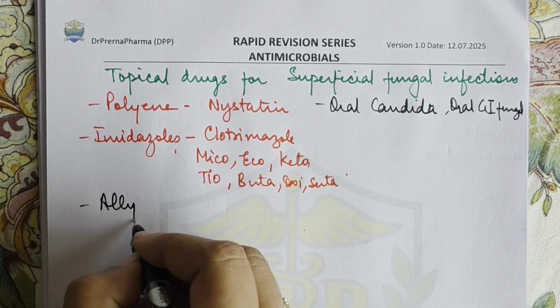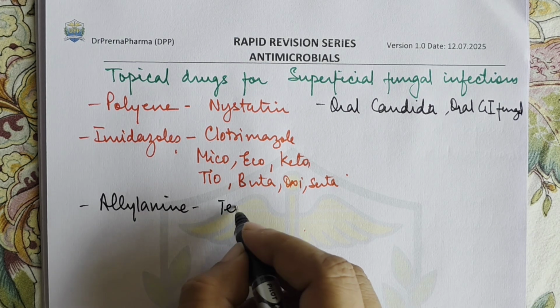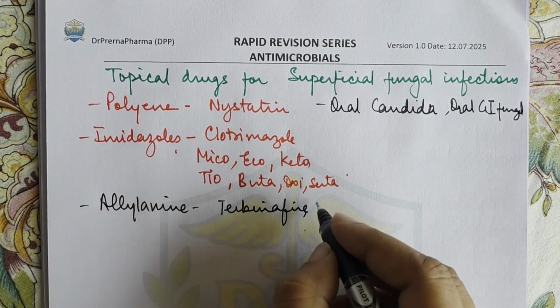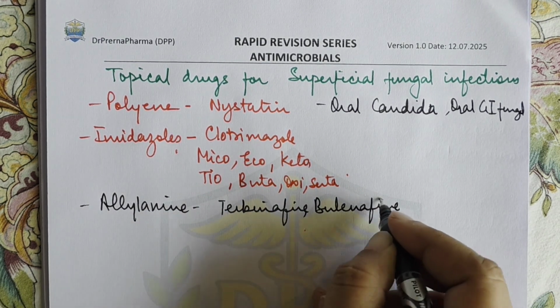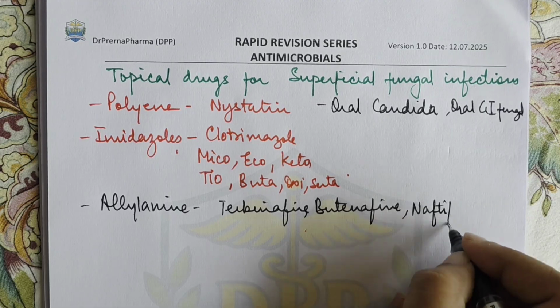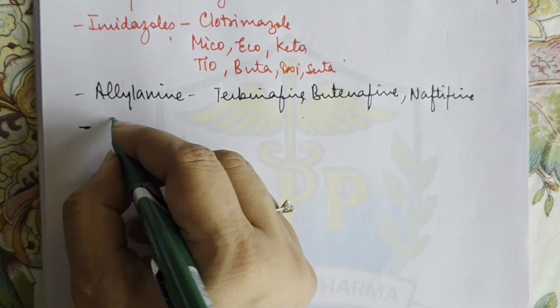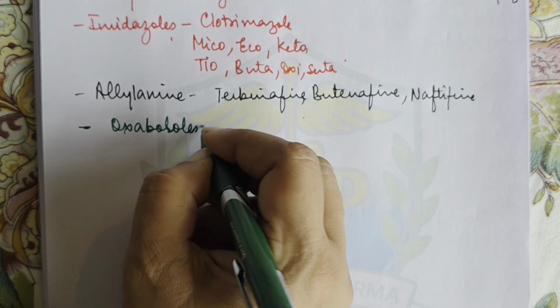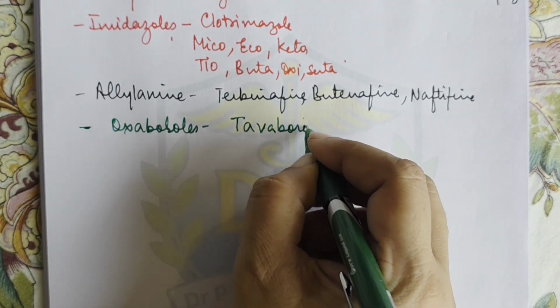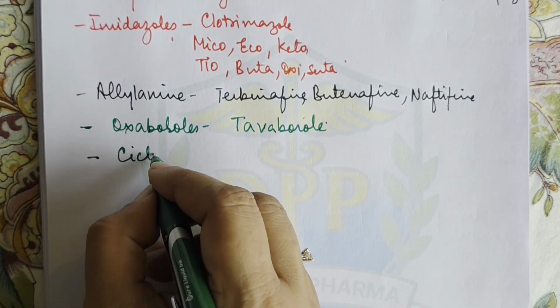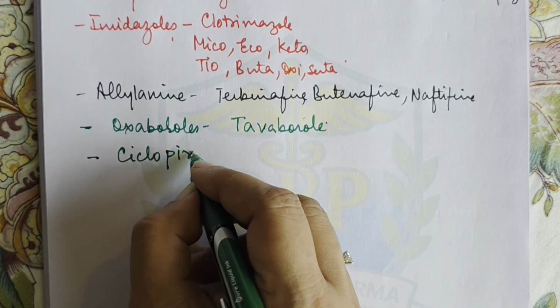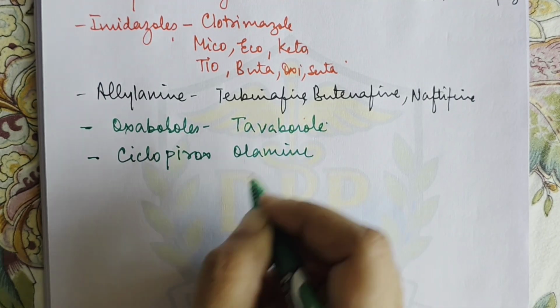Then we have allylamines, in which we have terbinafine, butenafine and naftifine. So they are also used in topical fungal infections. Next we have oxaboroles, in which we have tavaborole. Then another antifungal drug is ciclopirox olamine. This is also used topically.